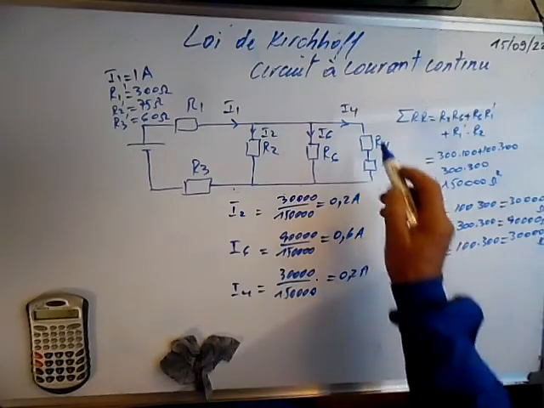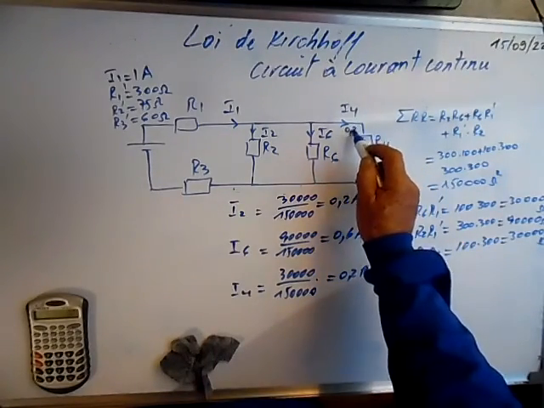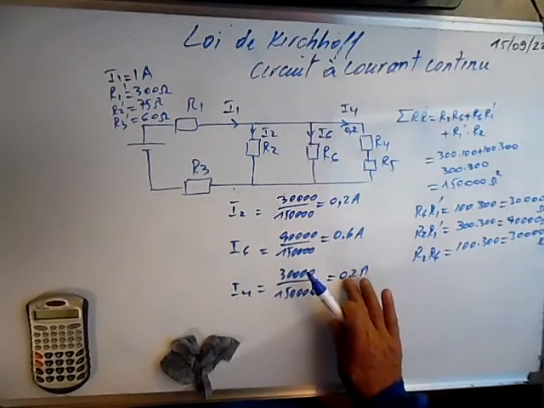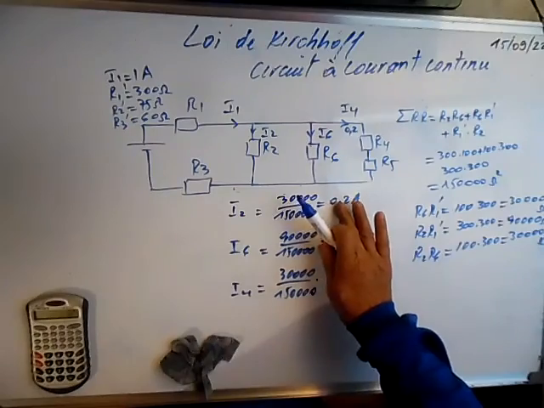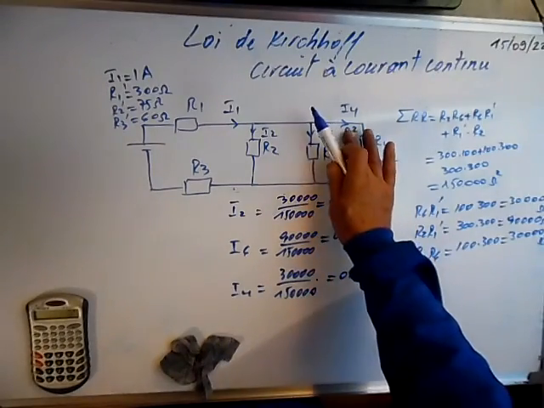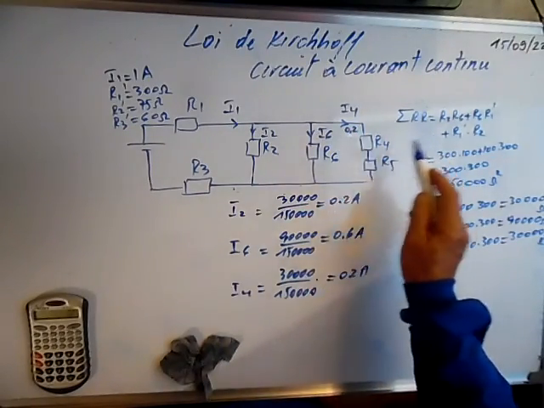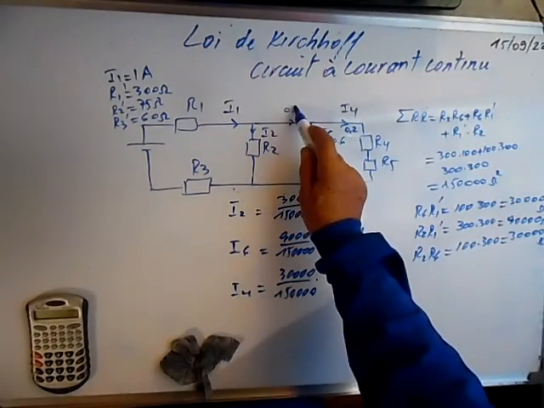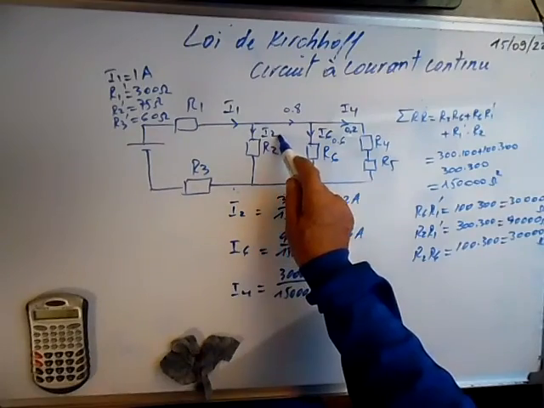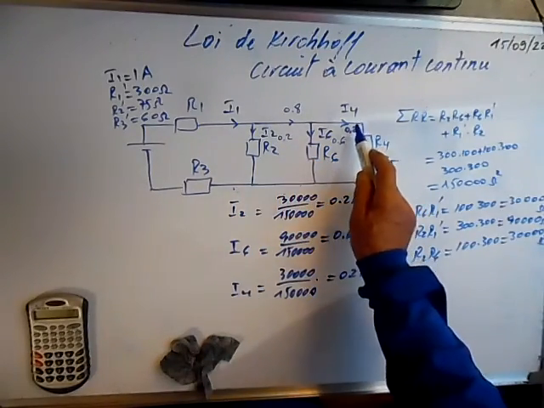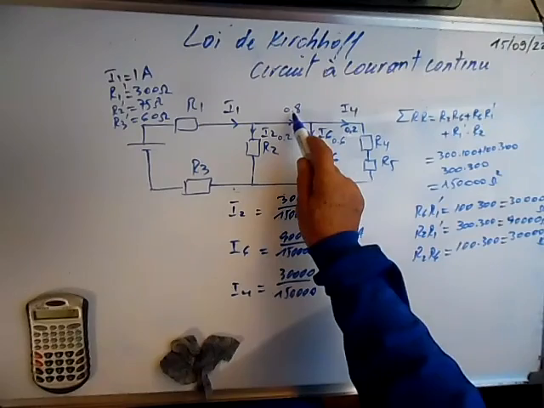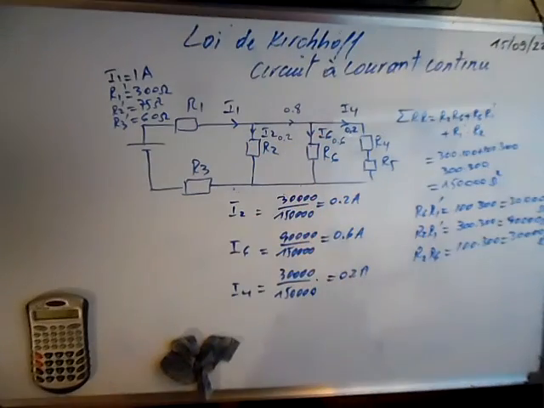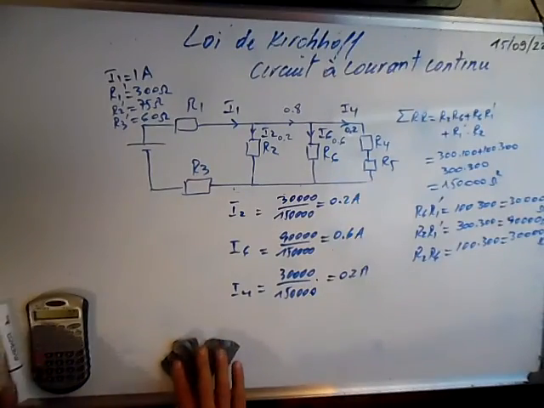Let's check whether this is correct. I forgot to write the decimal points here. Okay, 0.2, 0.6, here 0.8, and here 0.2. Is it correct? 0.2 plus 0.6 is 0.8. 0.8 plus 0.2 will make 1 amp. And that's it. Thank you very much.